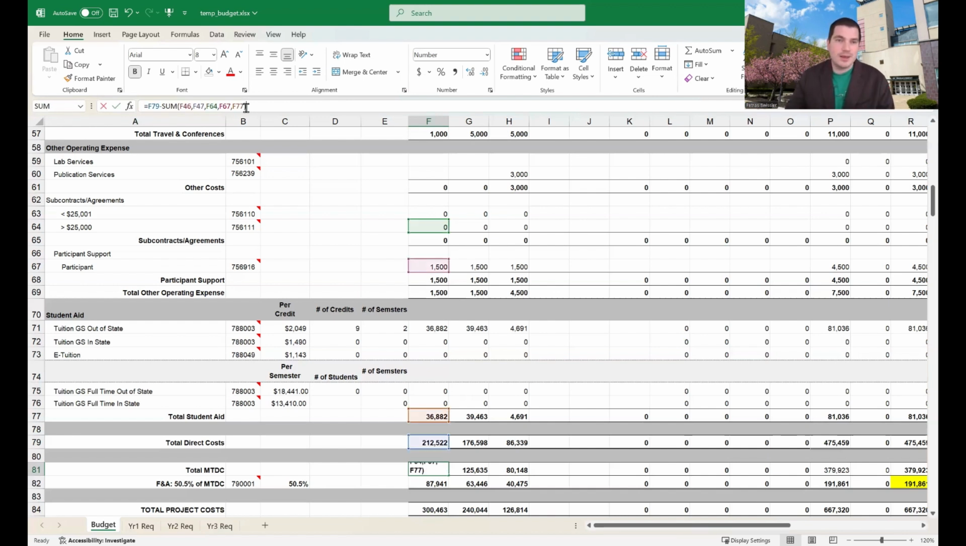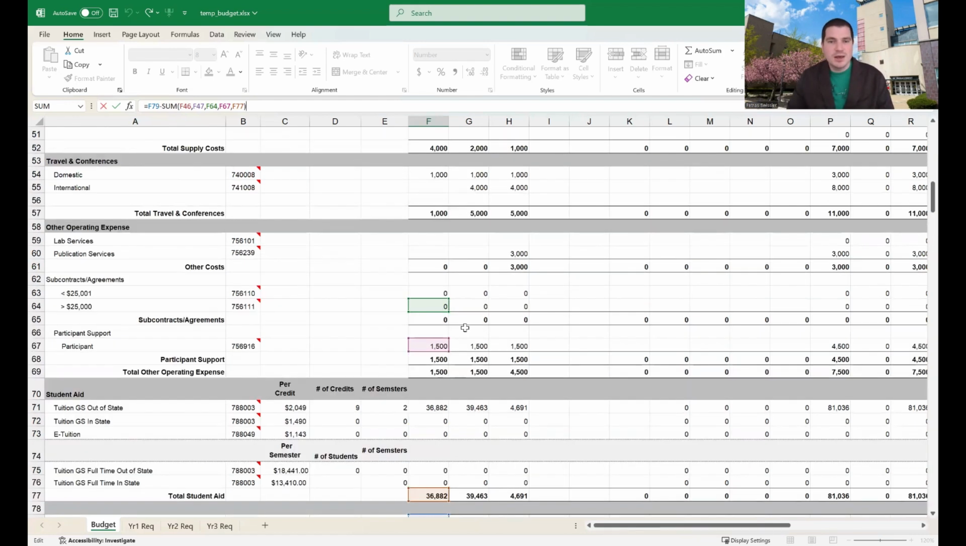So going back to the MTDC, you subtract off student aid, right? You subtract off participant support, right? This is essentially money that is not going directly into the project. It's not going away, but it's getting routed somewhere else. Student aid is not routed into the research project. It's routed to the university. The participant support is not going into the research project. It's going out to these participants.